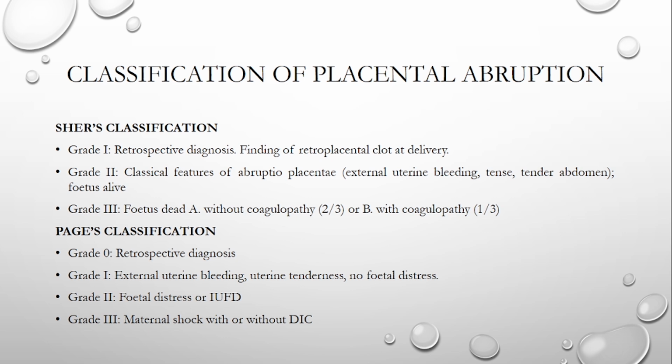In grade 2, there are classical features of abruptio placenta. There is external uterine bleeding, the uterus is tense and the abdomen tender, but the fetus is still alive.